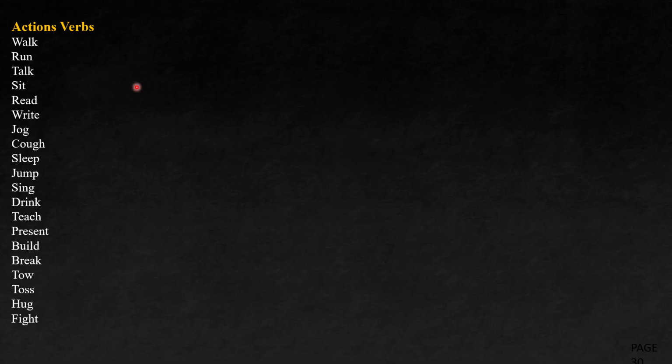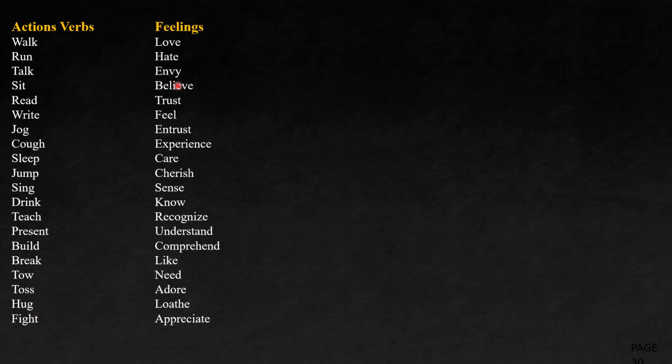You can see these are all examples of verbs related to action, like walking, running, talking, sitting, reading, write, chalk, cough, sleep, jump, sing, drink, teach, present, build, break, toss, hug, fight. When it comes to feelings, these are again the verbs related to feelings.